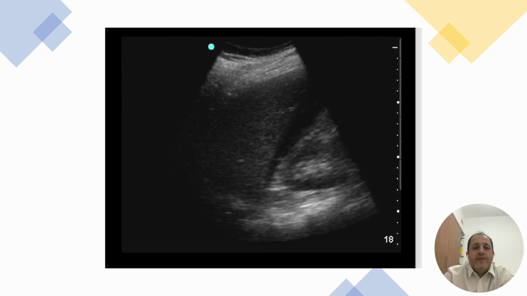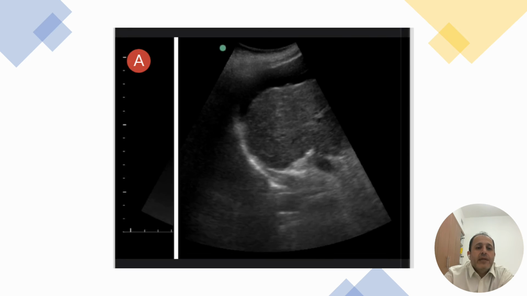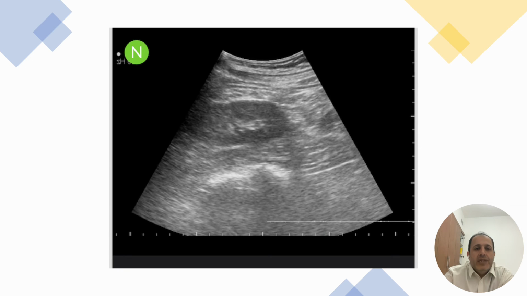It is a positive FAST, spleen, free fluid, and the kidney. The anechoic fluid here, we can detect. And here it is supra-spleen fluid accumulation. You can easily detect. And here it is the inferior pole of the kidney, and there is no free fluid.